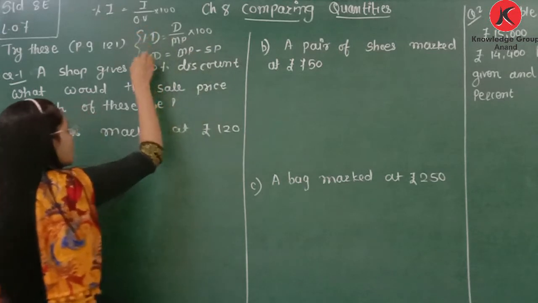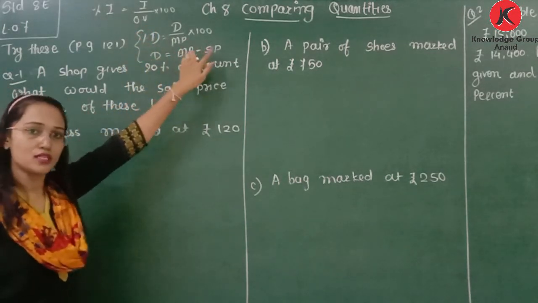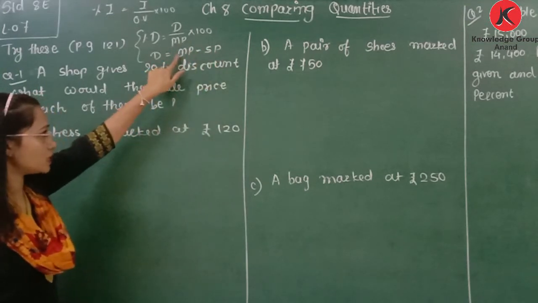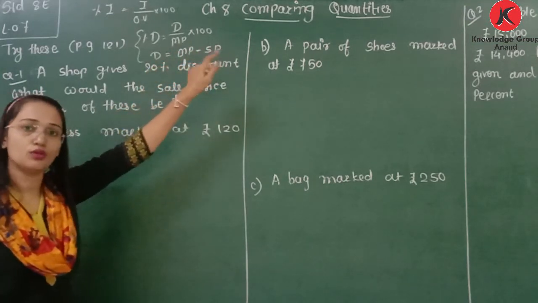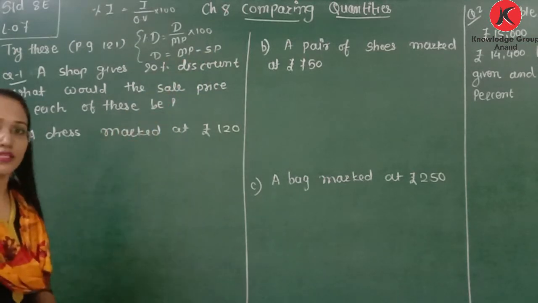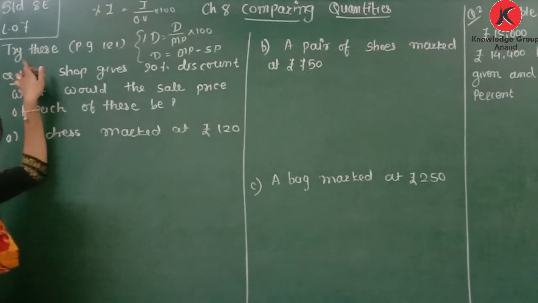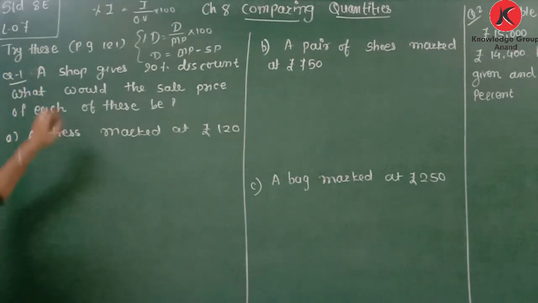So these two equations are for discount. Discount in rupees is equal to marked price minus selling price. If it is 120 minus 100, so it gives the discount 20 rupees. Clear? So today we will solve the examples for a discount. So let's start. These are the examples for a price that is given in your textbook on page number 121.